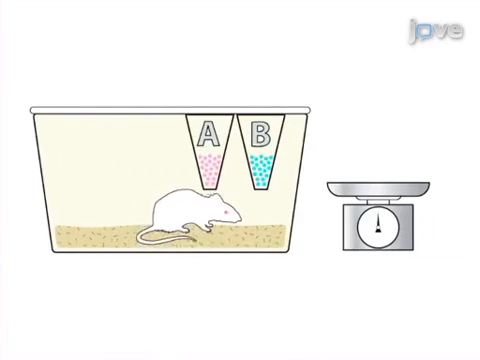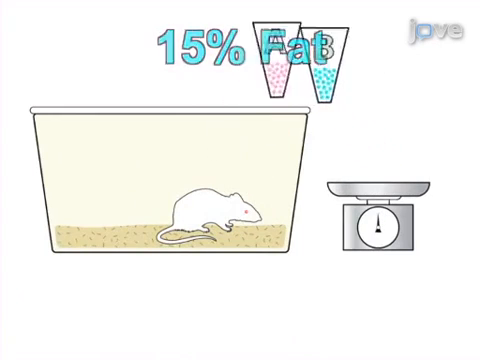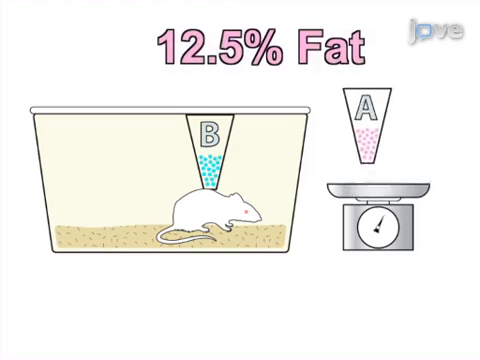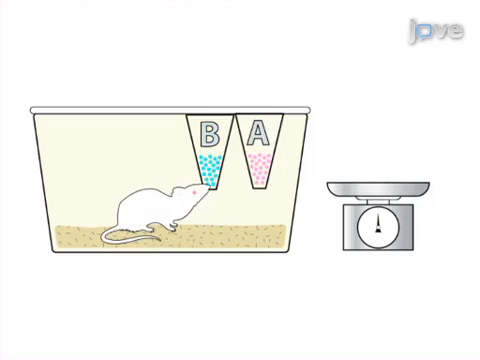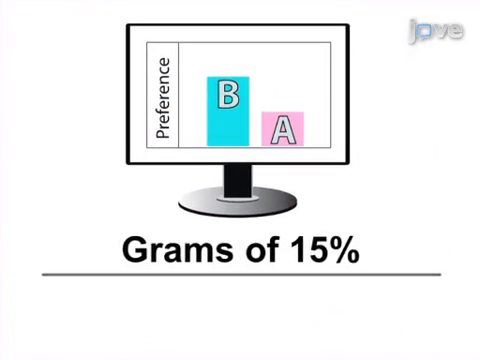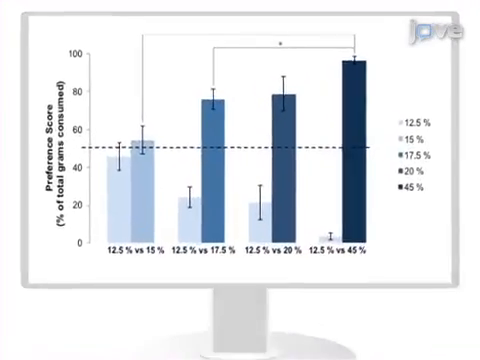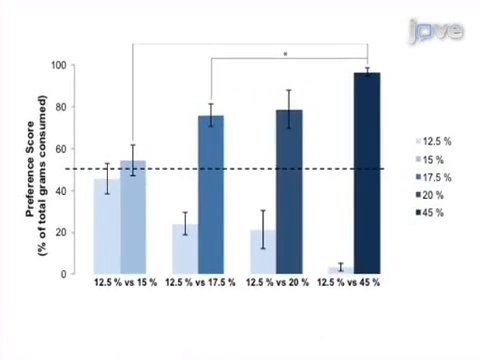Next, the fat preference can be determined by repeating the above steps multiple times with 12.5% and higher fat food. The final step is to calculate the preference score by dividing the grams of intake of the higher fat diet by the total food consumed of both diets. Ultimately, the fat preference model is used to show how experimental manipulations may change a rat's preference for high-fat food.